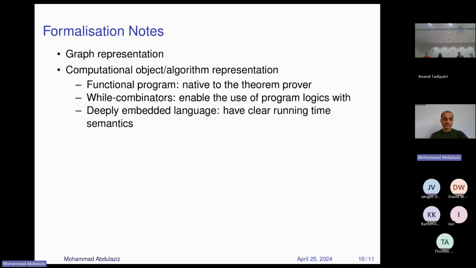Another aspect is representing computational objects or algorithms. The naive way to present algorithms in a theorem prover is functional programs, and this is actually what we have followed throughout our formalizations. The main advantage is that it's native to the theorem prover, so you don't need to build any new definitions. You just model your algorithm as a functional program, and that's it. But there are, of course, other ways, like while combinators or deeply embedded languages, and each has its own advantages.